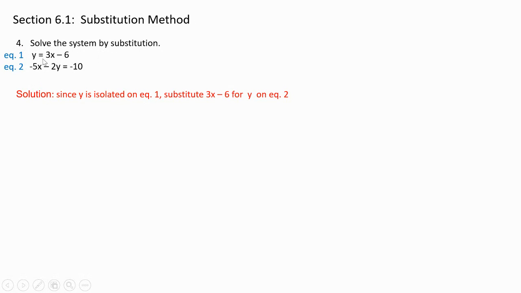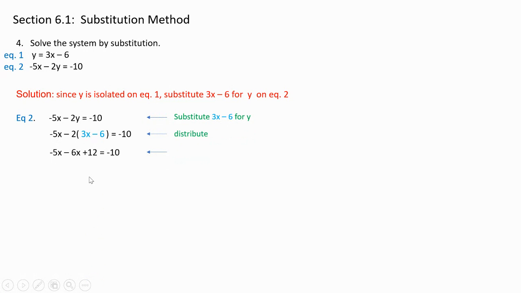So I'm going to use 3x minus 6 and plug it in for the y value on the second equation. Okay. So again, because the y is already isolated, I'm going to substitute 3x minus 6 for y, which is right here for the y's. So I'm going to put in 3x minus 6, and then I just distribute. Okay. So they will give us negative 5x minus 6x plus 12 on the left side equals negative 10.